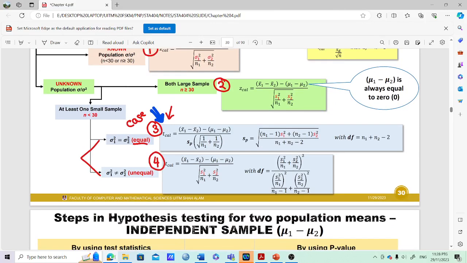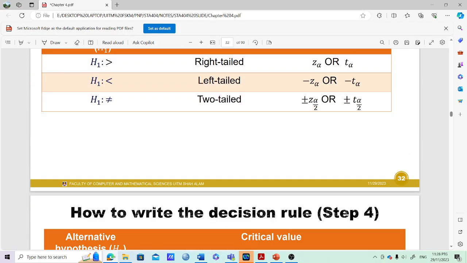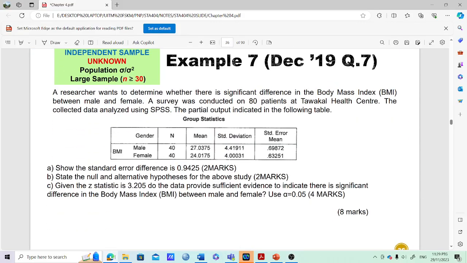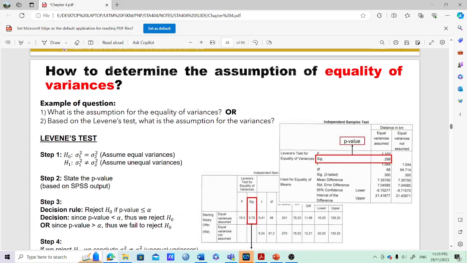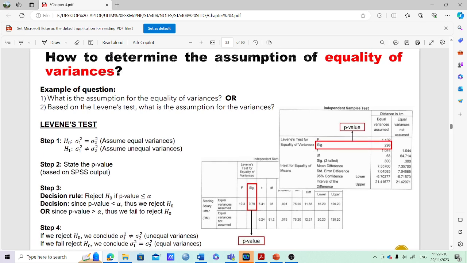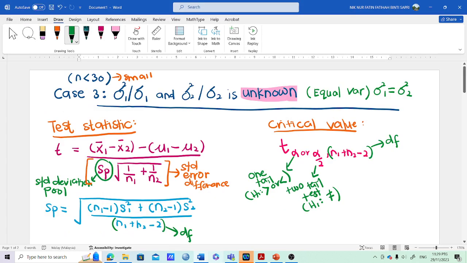You look here, this is equal and this is unequal. So that's why we need to conduct the Levene test, because we want to know whether the population variances are equal or not. If it is equal, then we use case number 3. If it is unequal, then we use case number 4. If you cannot remember how to conduct the Levene test, let me show it one more time for you. Basically, to conduct the Levene test, let's say that this is the sample output.